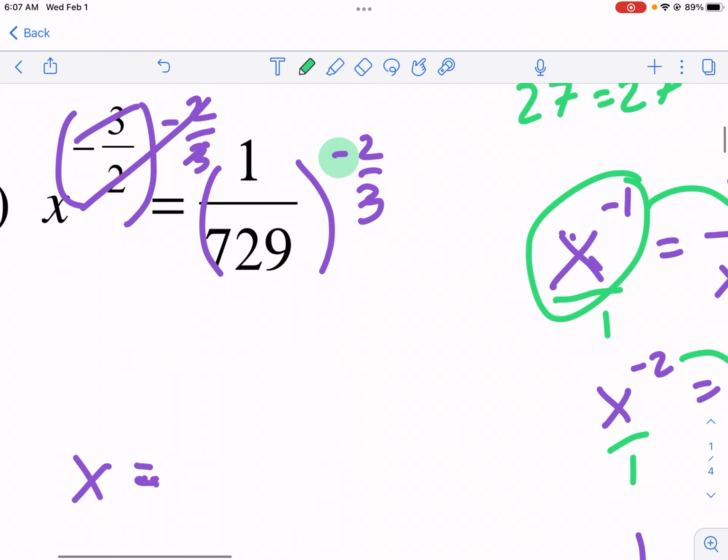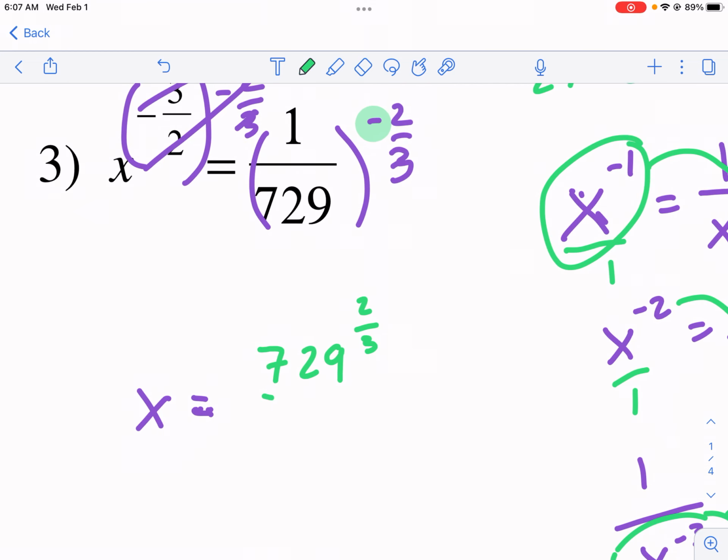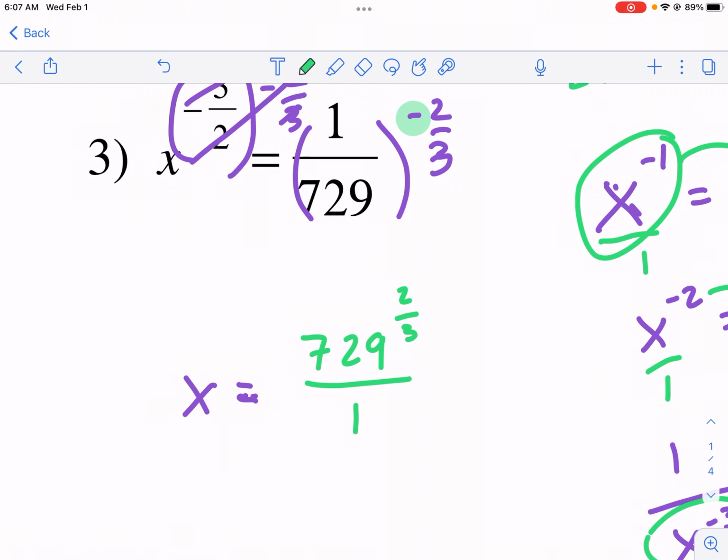So if this is negative, we need to first rewrite it as a positive exponent. So 729 to the 2/3, but in order to make it positive, I had to change the location. Think of it this way: it was feeling negative, so it needed to change its scenery, so it had to move to the other floor to become positive. That's what it looks like. We just switched the positions and still raised it to the 2/3 power.